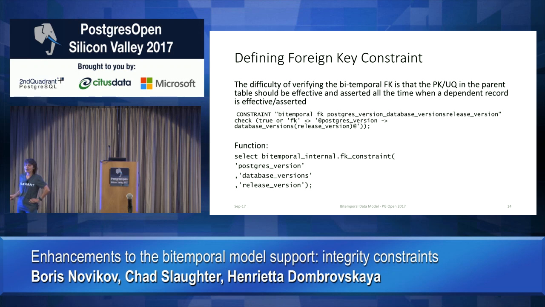Now, why is defining foreign keys difficult? What do you guys think? What's so difficult in defining a foreign key? From the first glance, okay, same thing, right? We need to make sure that we have a matching value in the parent table. Not exactly, because we also need to make sure that the time region for the child record is included in the time region of the parent record. So it only can be valid as long as the parent record is valid.